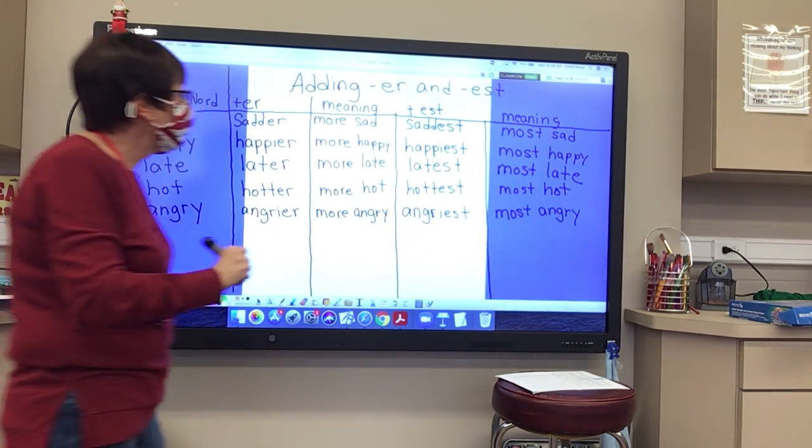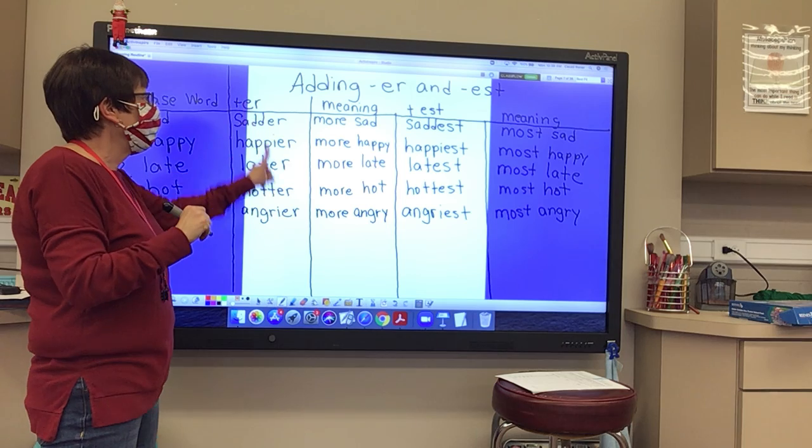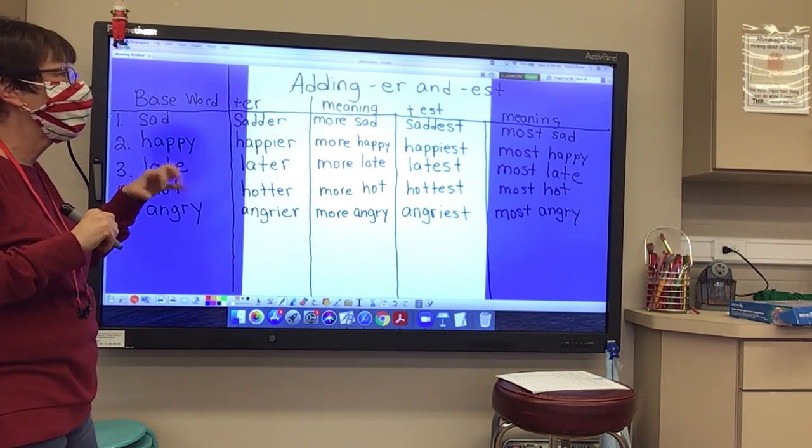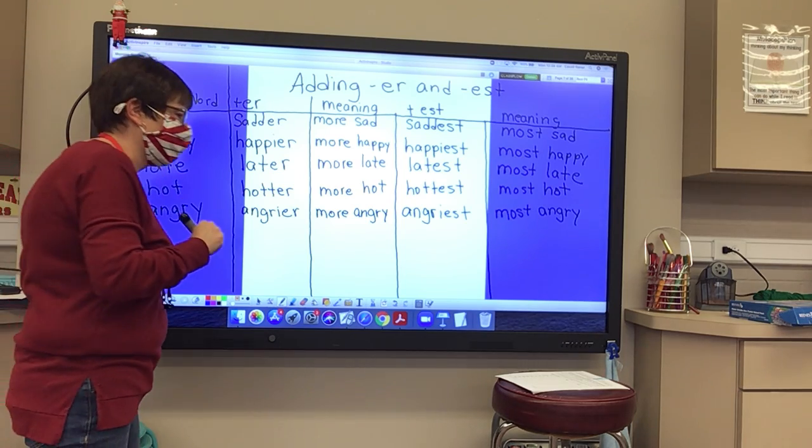See, we have a pattern here. If it ends in ER, it means more of something. If we add EST, it means most of something.